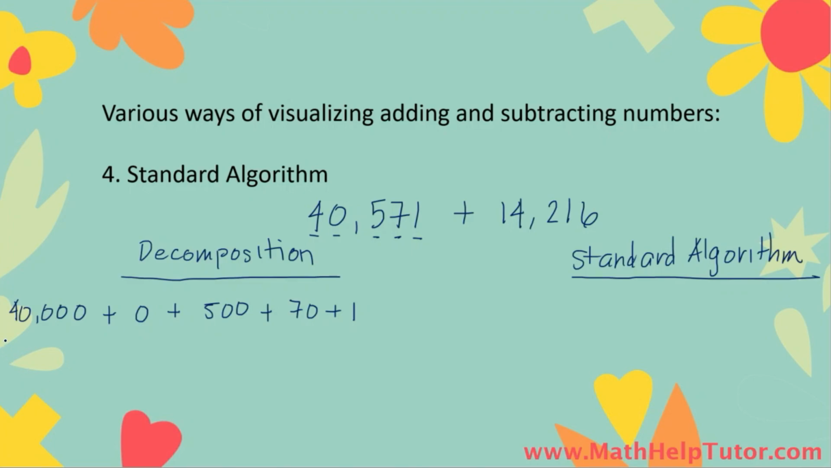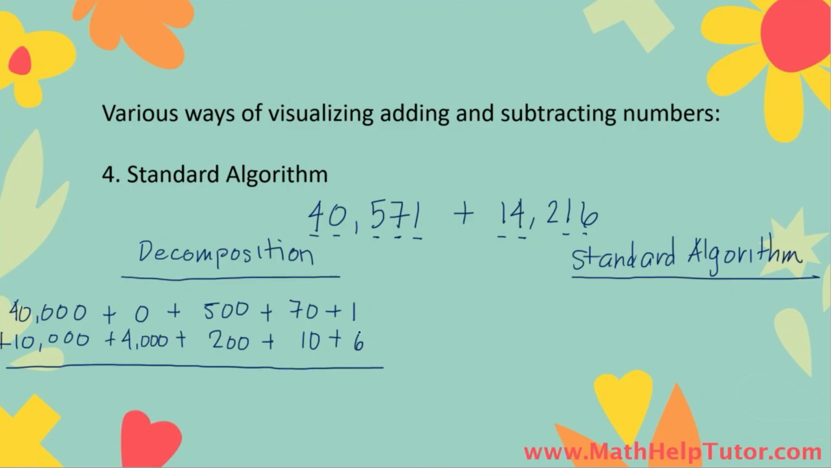And we are going to add 14,216. So let's write the decomposed form. It's 10,000 for the 10,000s place. And then we have 4,000 for the thousands place. And then we have 200 for the hundreds place. And then we have 10 for the tens place. And then 6 for the ones place.